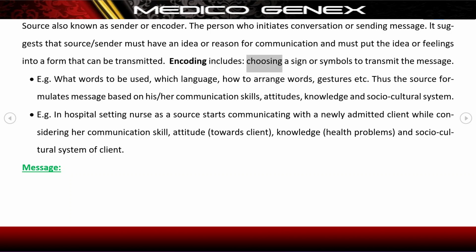Encoding includes choosing signs or symbols to transmit the message, e.g. what words to be used, which language, how to arrange words, gestures, etc. Thus the source formulates the message based on his/her communication skills, attitudes, knowledge, and socio-cultural system. E.g. in a hospital setting, a nurse as a source starts communicating with a newly admitted client while considering her communication skill, attitude towards the client, knowledge, health problems, and socio-cultural system of the client.